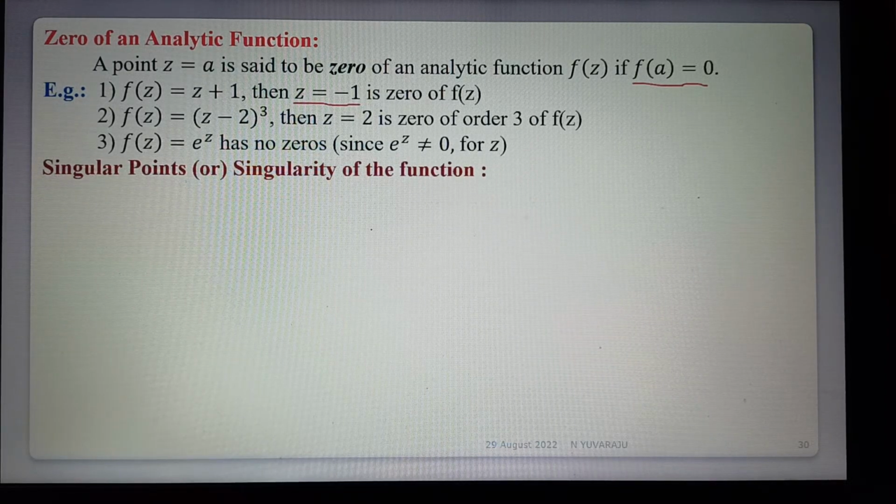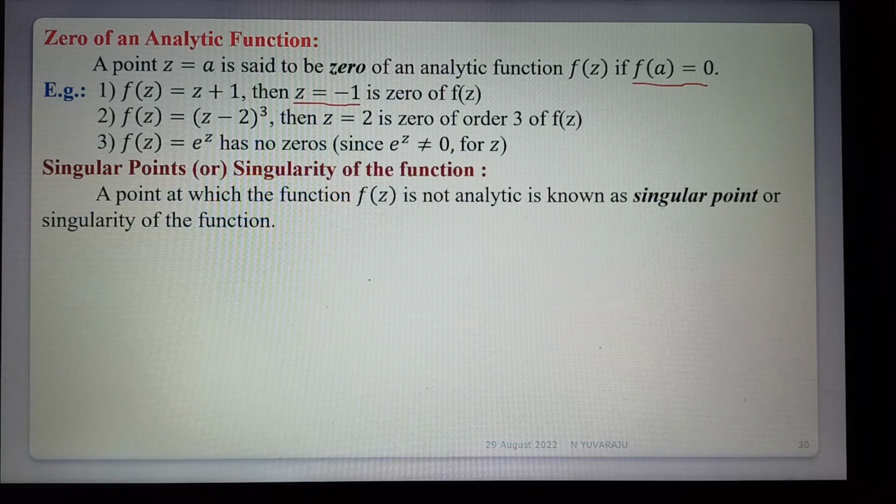Singular points or singularity of the function. See the definition. A point at which the function f of z is not analytic is known as a singular point or singularity of the function. Where the function is not analytic, we already discussed in the previous lecture. At the point where the given function is not analytic, that point is called a singular point.